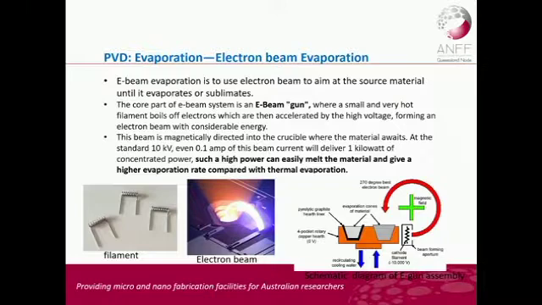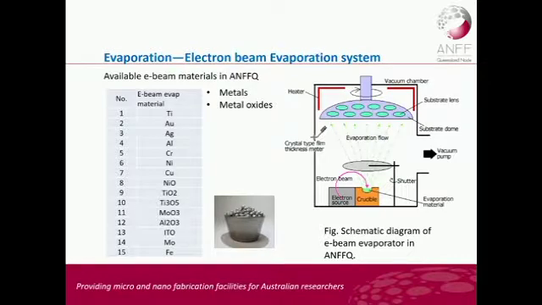So we have cooling underneath to cool it down, because the temperature inside here is very high. If you melt a material like gold, it can reach 1,000 degrees here. And this is the E-beam evaporation system in our facility. We have many different kinds of materials for evaporation, lots of metal materials and metal oxide materials.